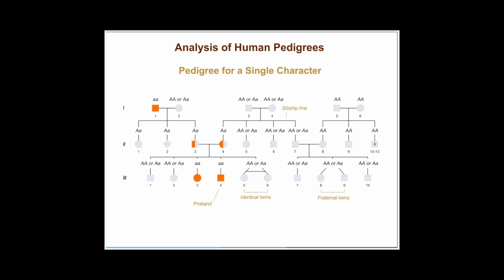This chart is an example of a pedigree for a single character. Notice how the genotypes of the progeny in each generation can be determined by examining the possible genotypes of the parents.